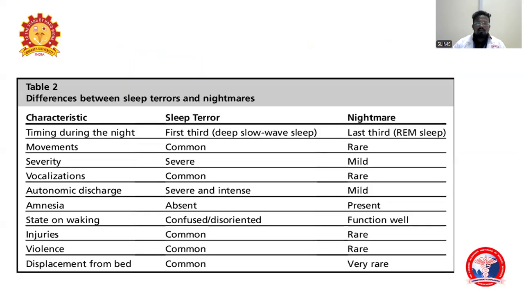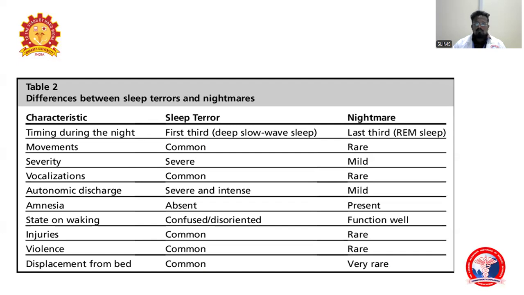So the difference between sleep terror and nightmare is the timing during the night. Sleep terror occurs first, in deep slow wave sleep. Nightmare occurs last, in REM sleep. Motor movements are common in sleep terror and rare in nightmare. Severity is severe in sleep terror and mild in nightmare. Vocalization is common in sleep terror, rare in nightmare. Autonomic discharge is severe and intense in sleep terror, and mild in nightmare.